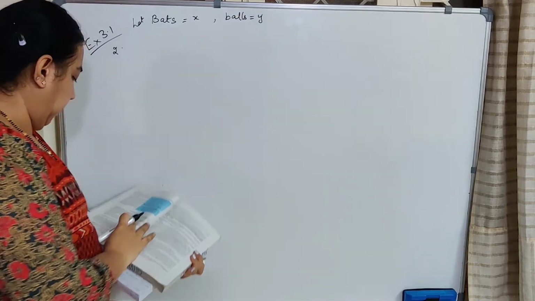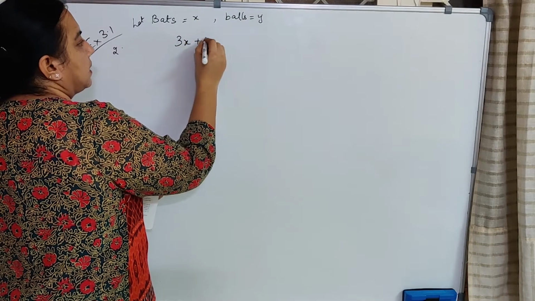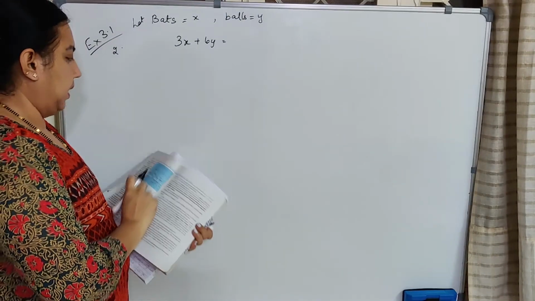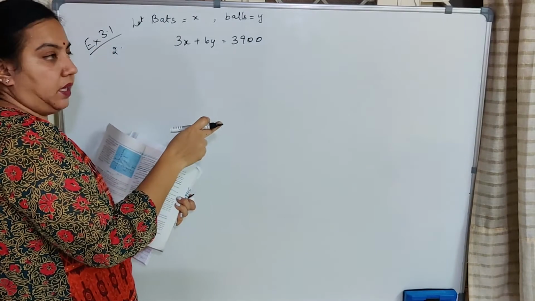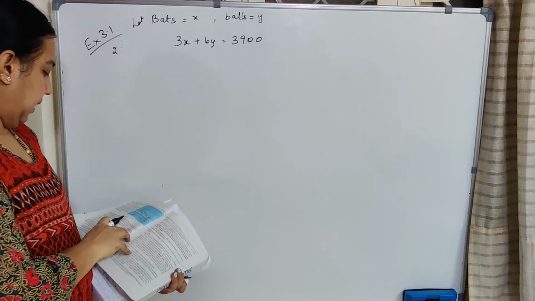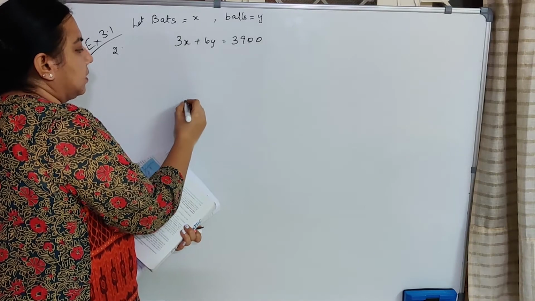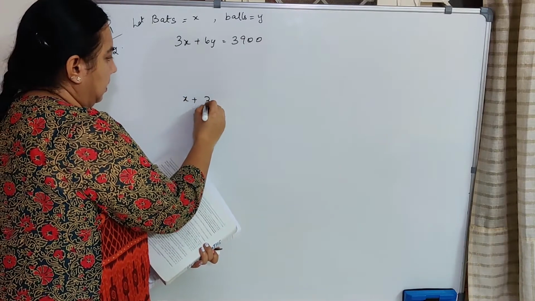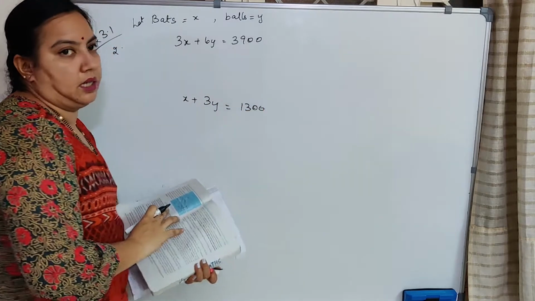Now when I make the statement, they are given 3 bats and 6 balls. 3 bats plus 6 balls is equal to 3,900. We will simplify it later. Then later she buys another bat and 3 more balls. So 1 bat plus 3 balls is equal to 1,300. This is the second equation.